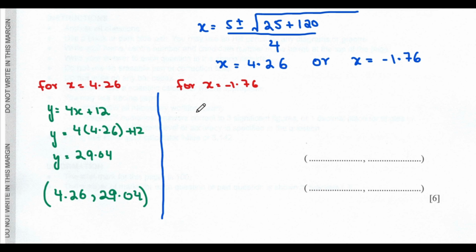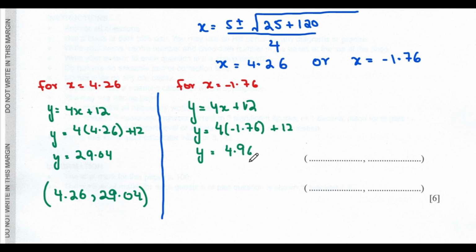Now for the other x, I'll put the value in the same equation. So it would be y equals 4 times negative 1.76 plus 12. Again, you'll put this directly into your calculator, and the y value you'll get is 4.96. So for x equals negative 1.76, the y value is 4.96.